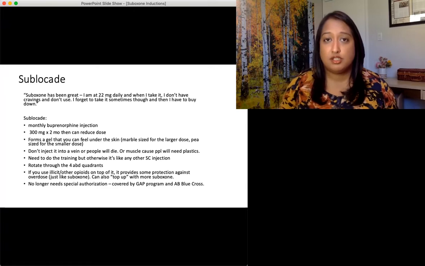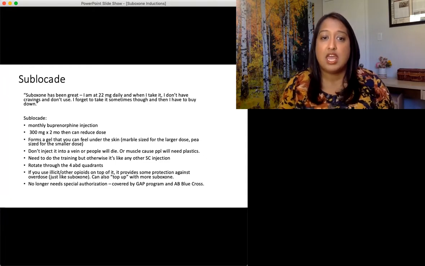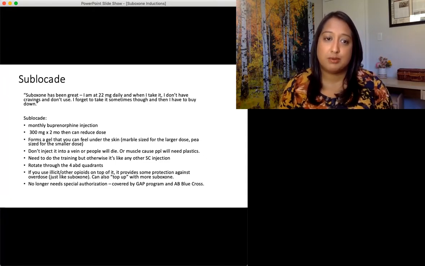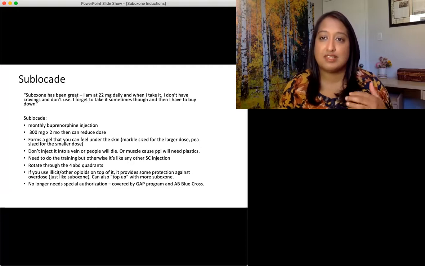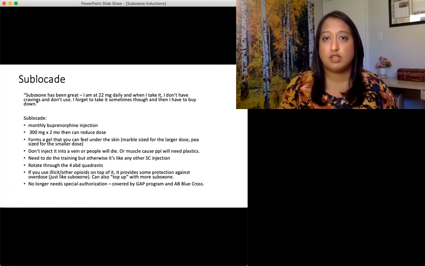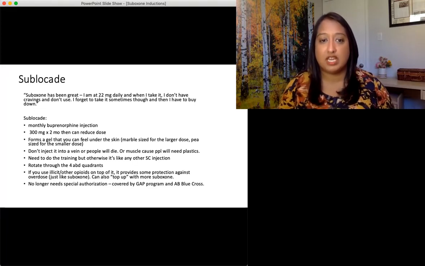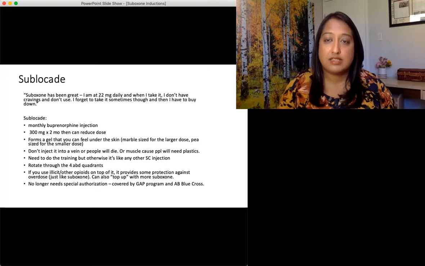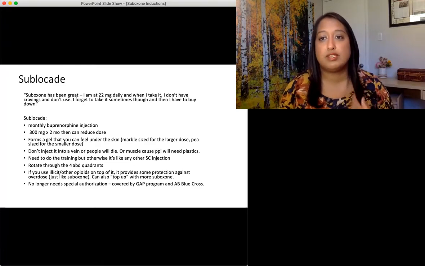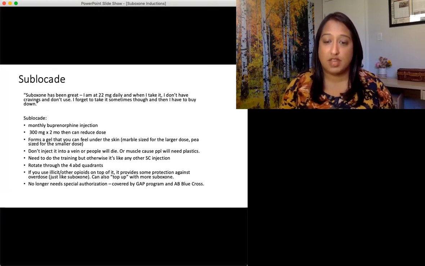If people choose to use illicit opioids on top of Sublocade, or if they're prescribed any other opioids on top of that, Sublocade does provide some protection against overdose because of the ceiling effect for buprenorphine. And you can also top up with a little bit more Suboxone if needed. It does have a blunting effect on those other opioids, though, of course, so just make sure patients are aware of that.